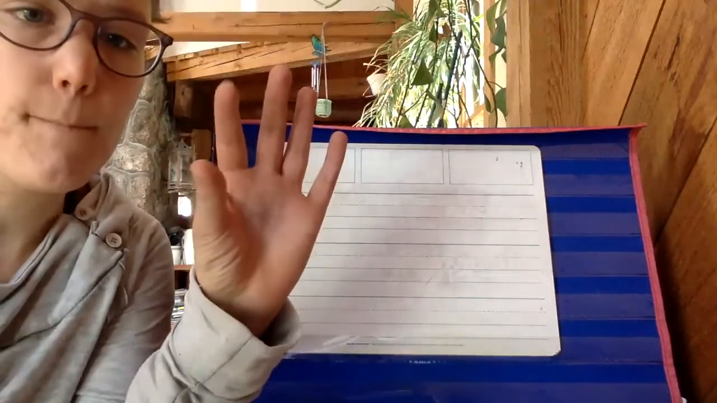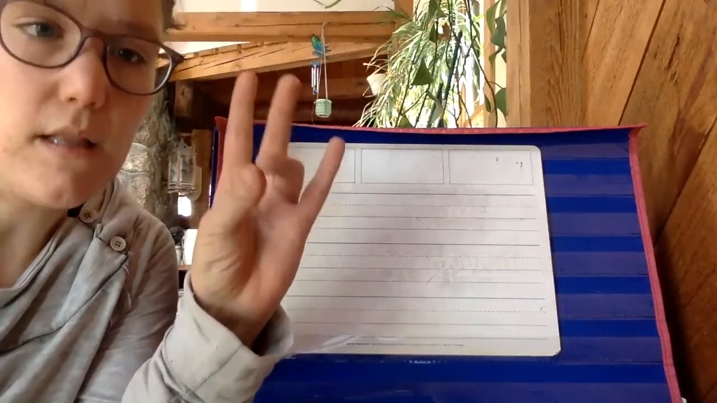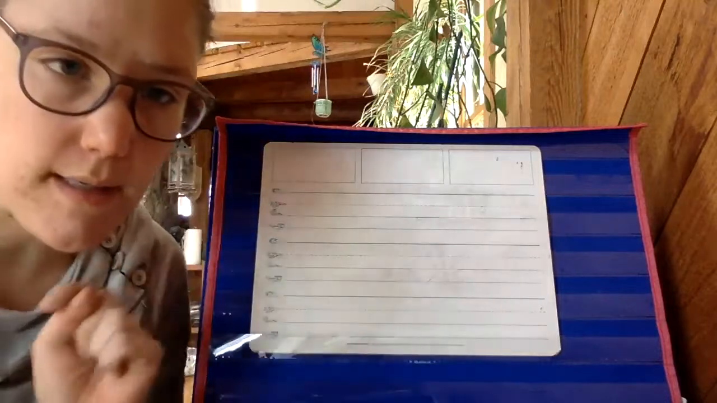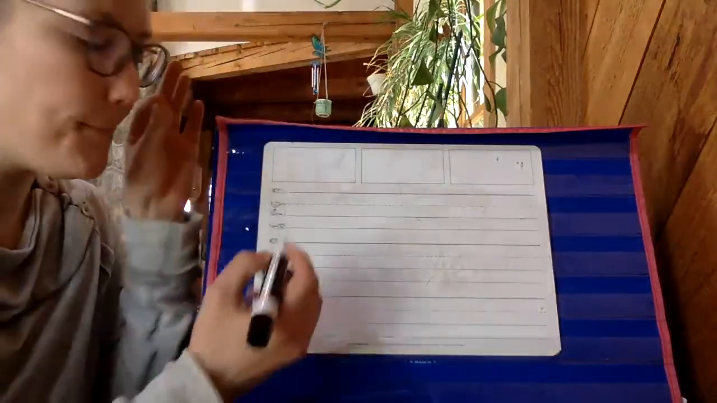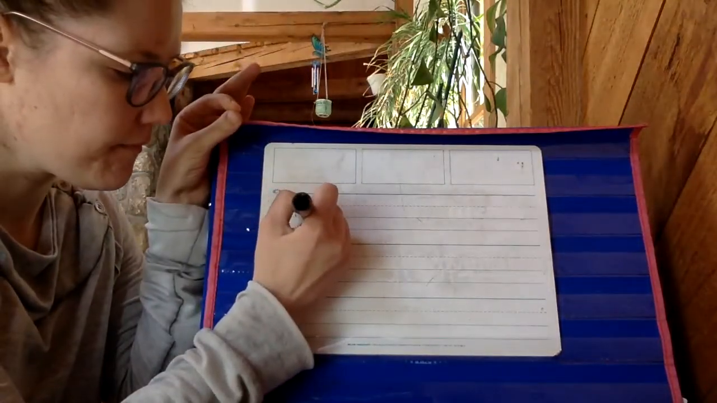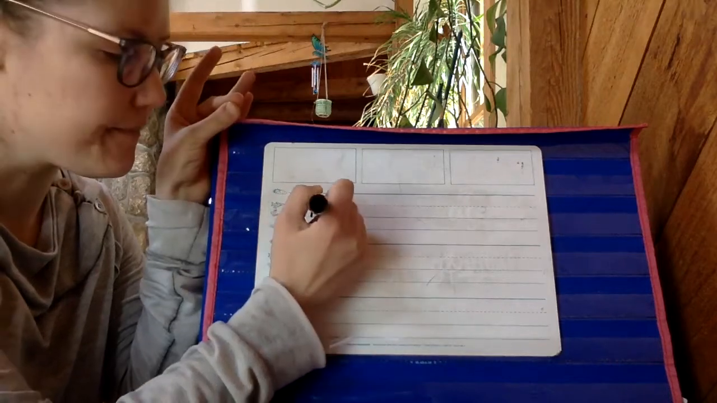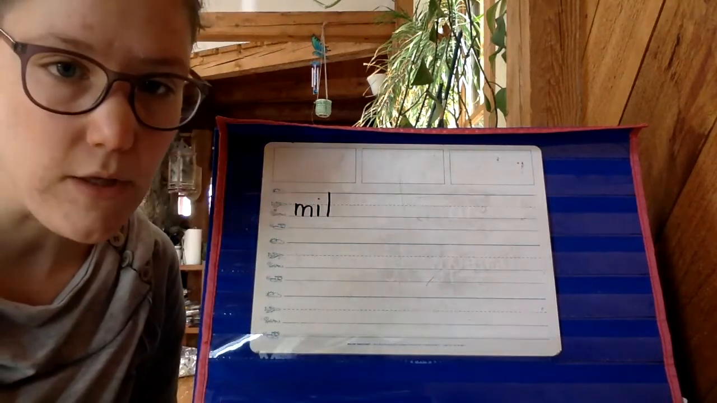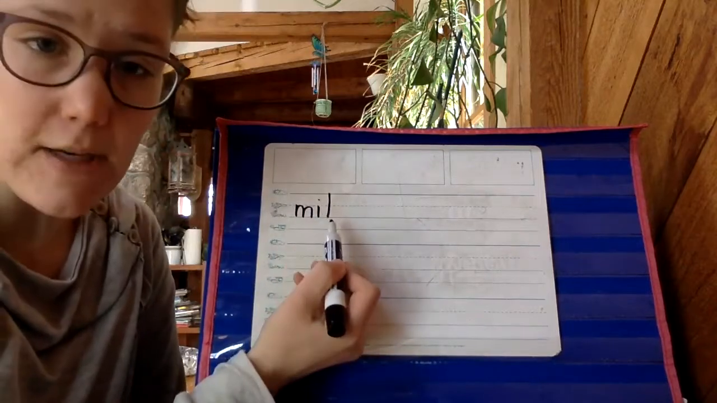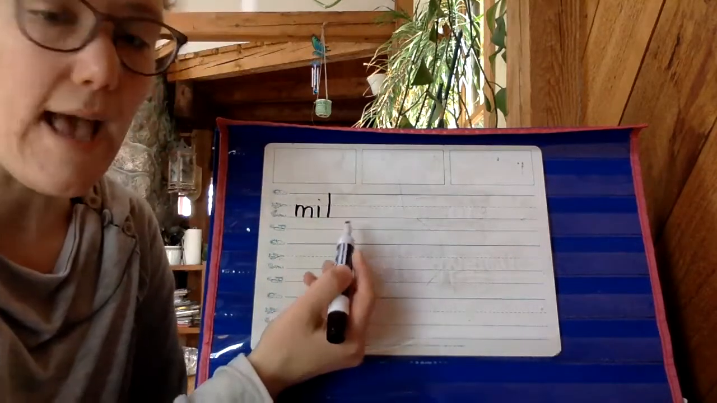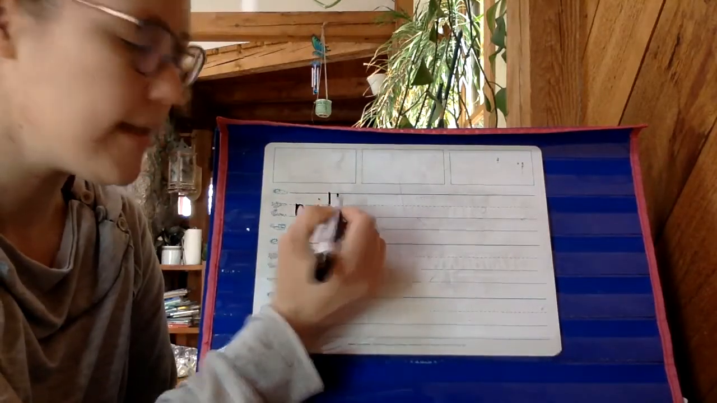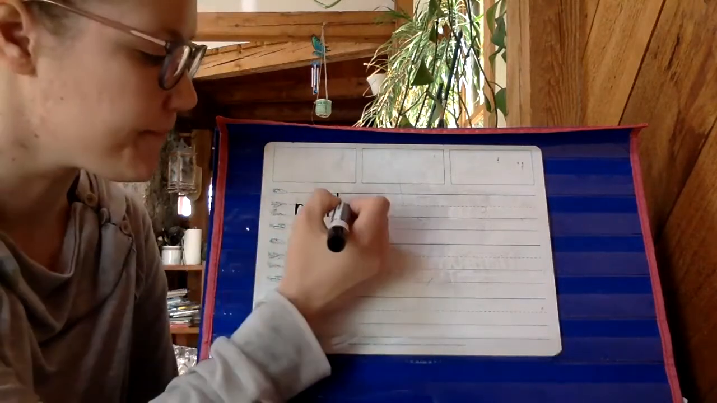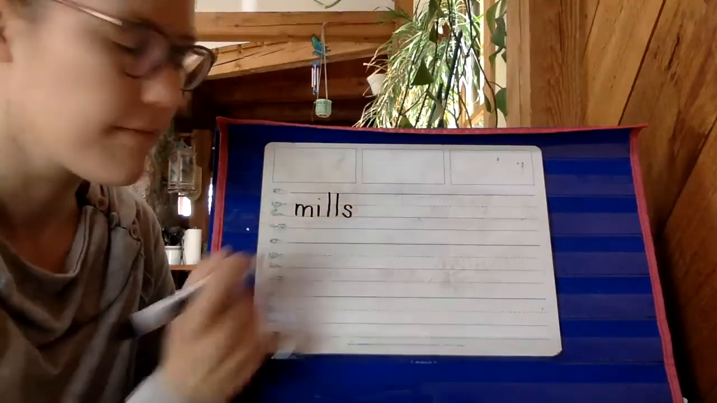Let's tap it. Mill. The whole word is mills. Let's write it. Now I hope that you realize that this is an FLRS after a short vowel. We have to put two, and then we can't forget that the whole word is mills. Okay.